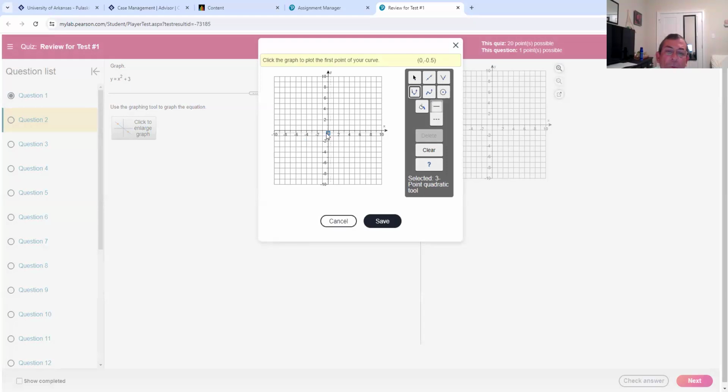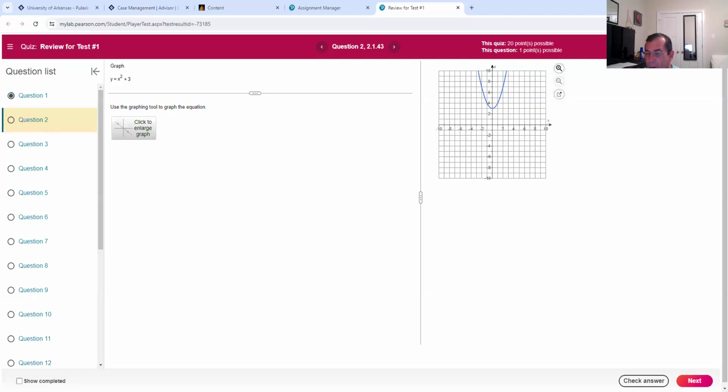So I had -1, 4. So go left to -1 and up to 4. I had 0, 3. So go to 0 on the x-axis and up 3. And then my last point was 1, 4. So go right 1 and up 4. Once you plot the third point, it makes a nice U-shaped parabola. And y'all, at that point, you're going to save that and go to the next problem.